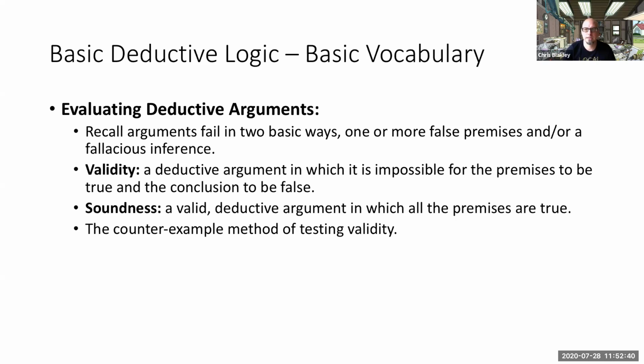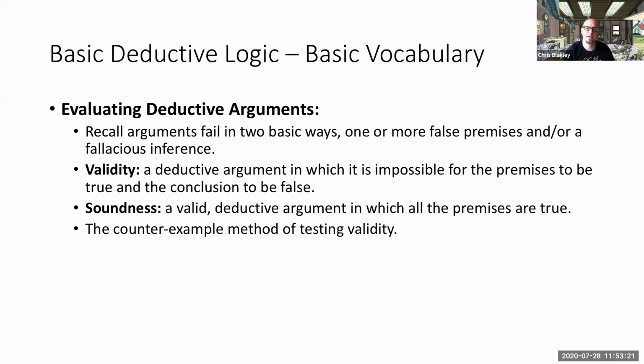If an argument is valid, that means it's impossible to have the structure or argument form. I'm talking about formal logic, the structure of the argument. It's impossible for the premises to be true and the conclusion to be false. That means out of all the logically possible combinations of true and false premises, it's impossible to have a combination in which all of the premises are true and the conclusion is false. In other words, if the premises are true, the conclusion is guaranteed to be true. So that's just about the structure of the argument.